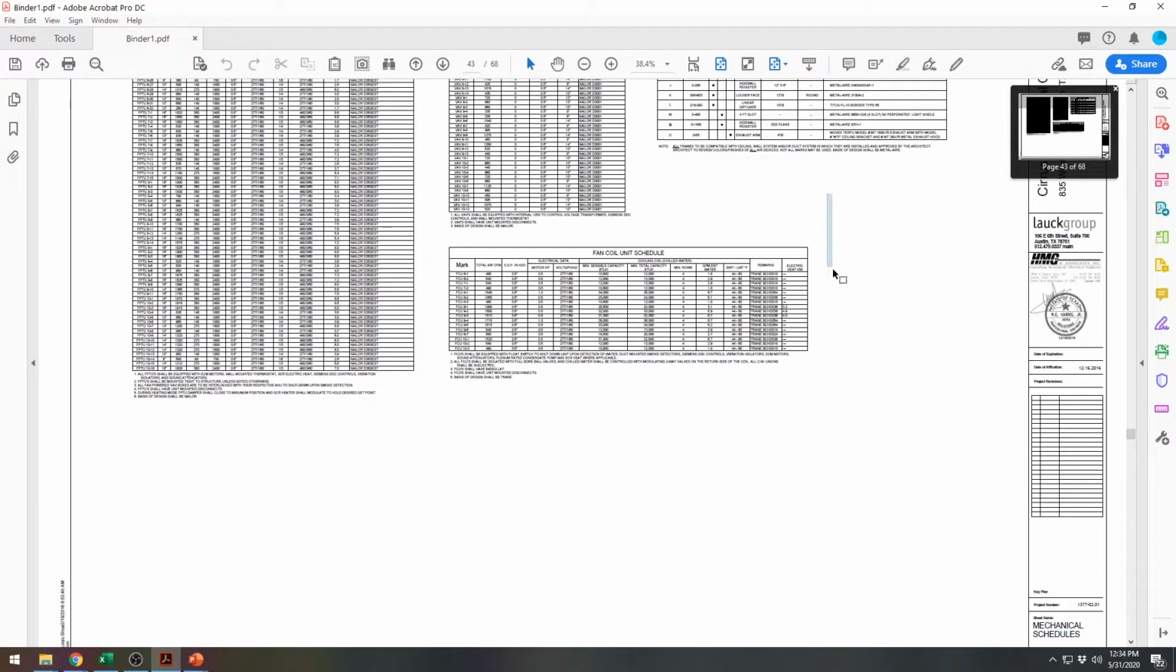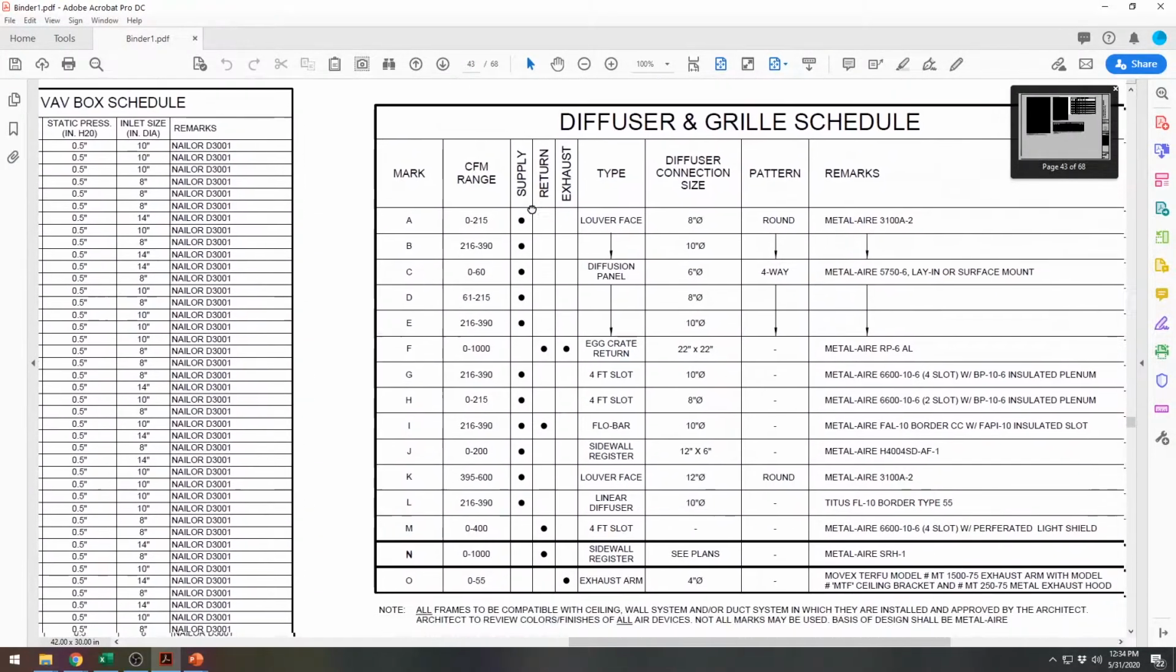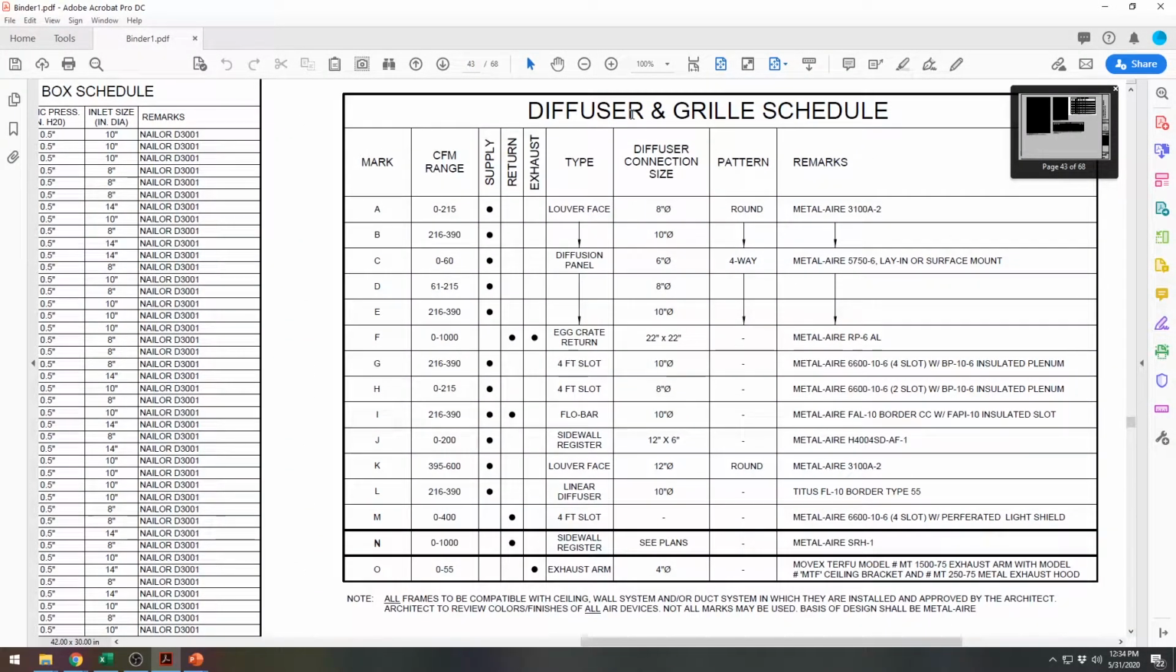This is a lot like the light fixture schedule, but this is the diffusers. So the diffusers are the pieces in the ceiling grid that air comes out of. And this basically tells you what they look like. The CFM, that's the cubic feet per minute range. That's basically how fast or how much air comes through. Inlet size or different connection sizes, and then actual part numbers.